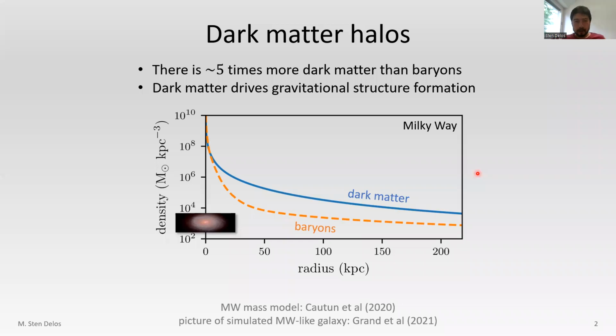We know there's about 5 times more dark matter than baryons. Because of this, dark matter drives gravitational structure formation. That is to say, galaxies form inside collapsed dark matter halos. Here's a picture of what that looks like for our own Milky Way galaxy. This is density as a function of radius for dark matter and for baryons, plotted to scale, with a simulated realization of the galactic disk. So the general picture here is that the halo is going to be much larger than the galactic disk itself.